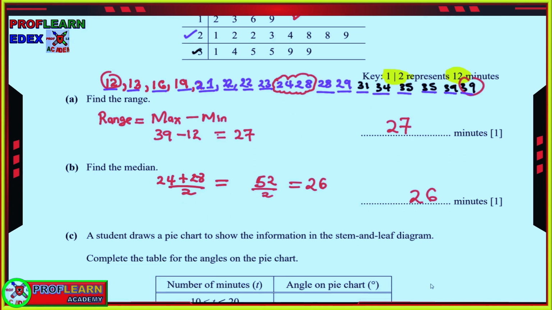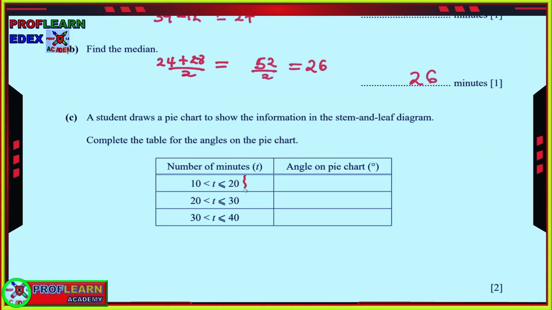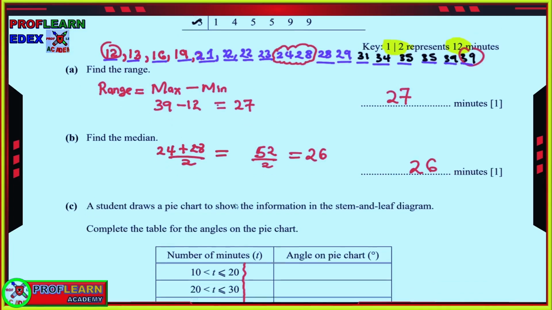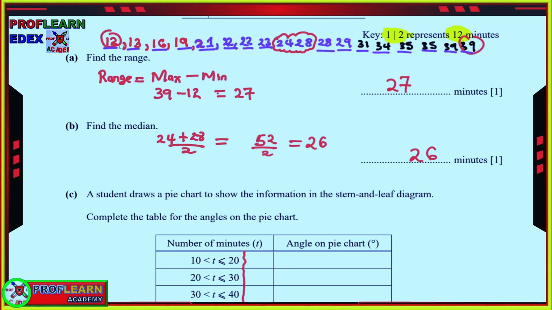Now in order to draw a pie chart, you need the angle on the pie chart. To do that, we need to know between 10 and 20 how many items we have, or how much data was lying between 20 and 30 and 40. So we are going to go there and count. Between 10 and 20 we have this one, so this is going to be actually 4. In this case 20 and 30, we're going to also highlight them, and we're going to get our answer being equal to 8. And also the last one, we're going to have 6.